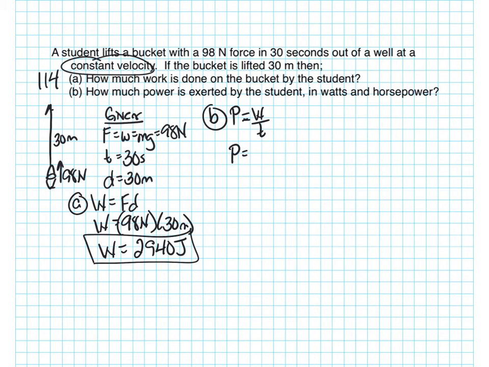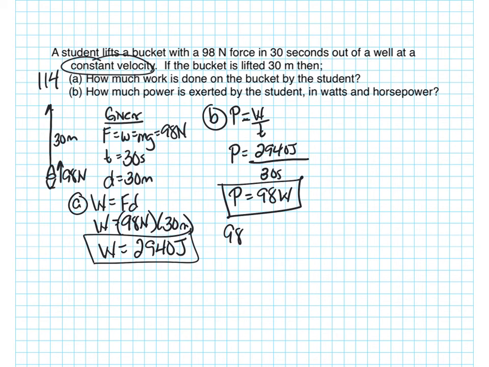So power is equal to the work that I just calculated, 2,940 joules, divided by the time, which is 30 seconds. So that'll give me a power of 98 watts. And then it asks to have it converted into horsepower. That's easy enough. So that's our weird unit for power. 98 watts. I know that 1 horsepower, HP, is defined as 746 watts.